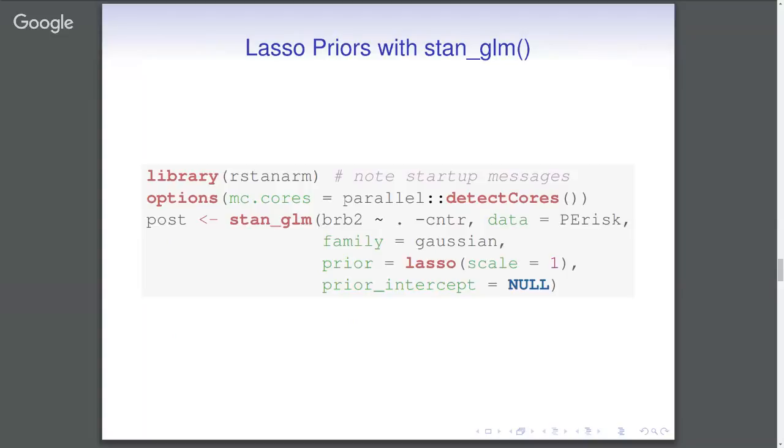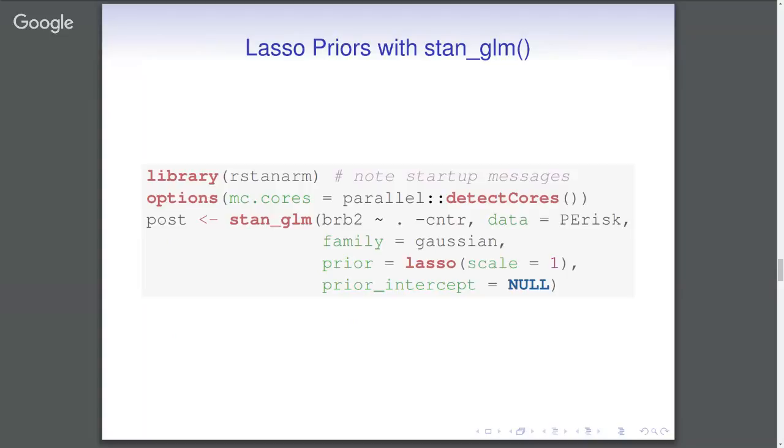If you don't know how many cores your computer has, there's a function called detectCores in the parallel package that will query that for you. So whatever that number is, up to that number of cores can be used by your computer when doing MCMC stuff. And the rStanArm package has a function called stan_glm. And this function, at least in terms of its syntax, is intended to be a superset of the syntax for the glm function, which you're probably already familiar with if you've been using R for a little while.